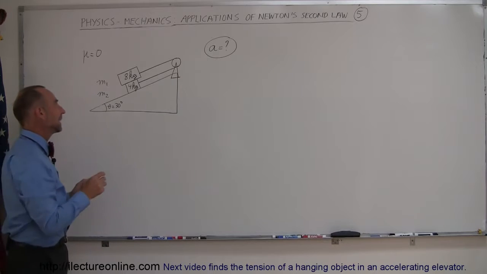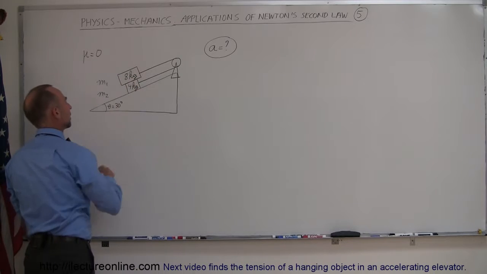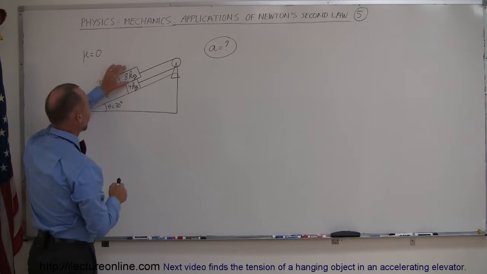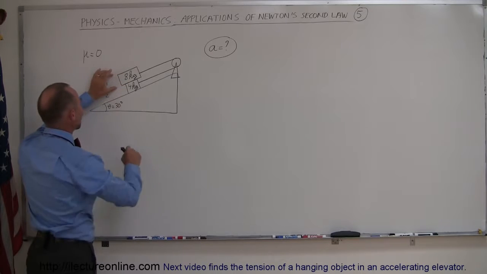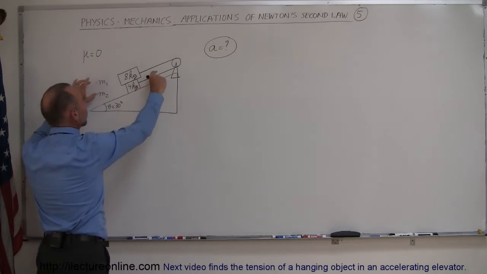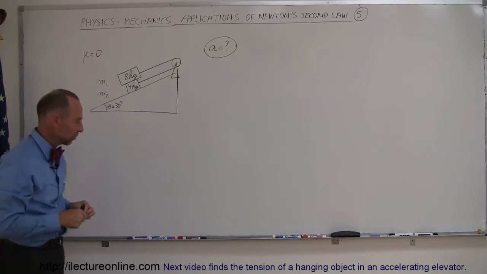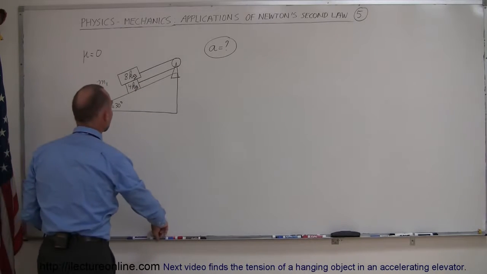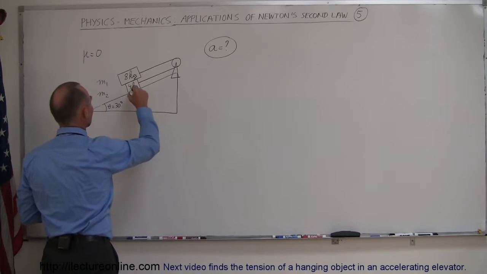Now, since the 8 kilogram mass is bigger than the 4 kilogram mass, I would expect this 8 kilogram mass to be sliding downward and the 4 kilogram mass to be sliding upward. And I believe that the acceleration would go like that. So that would be a good assumption. We can work that out by putting some forces in here.